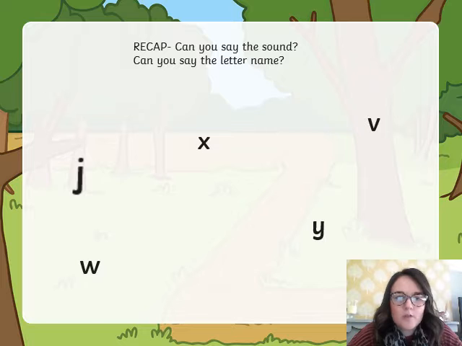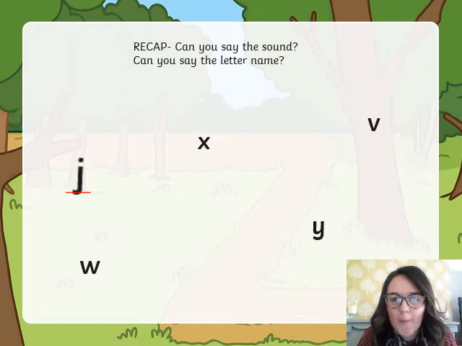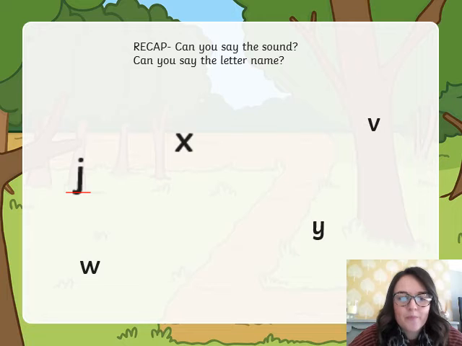Let's have a look at this one here. What sound is that one? It's j, j, j, like jelly and jam, isn't it? J. But what is the letter name? Do you know? It's a J. So it makes a j sound, but the letter name is a J. Let's try another one together.